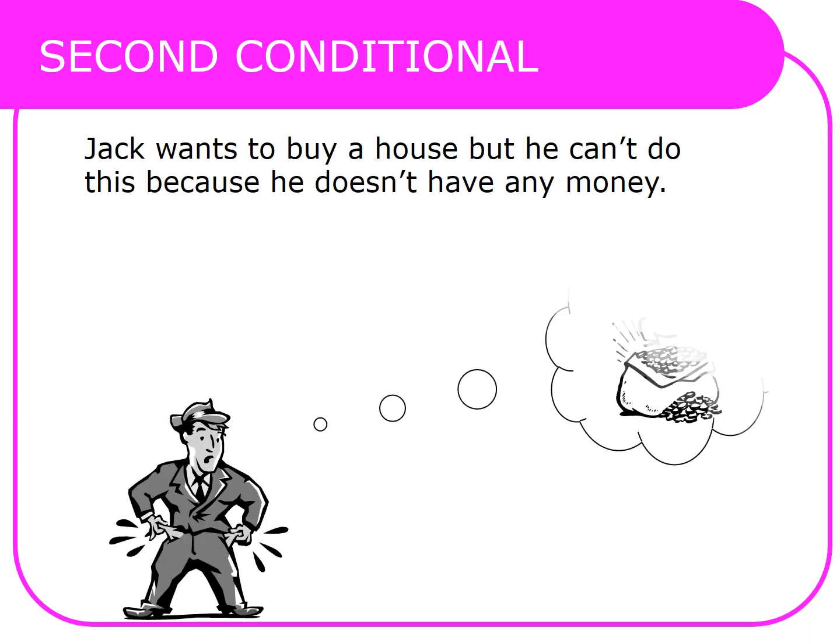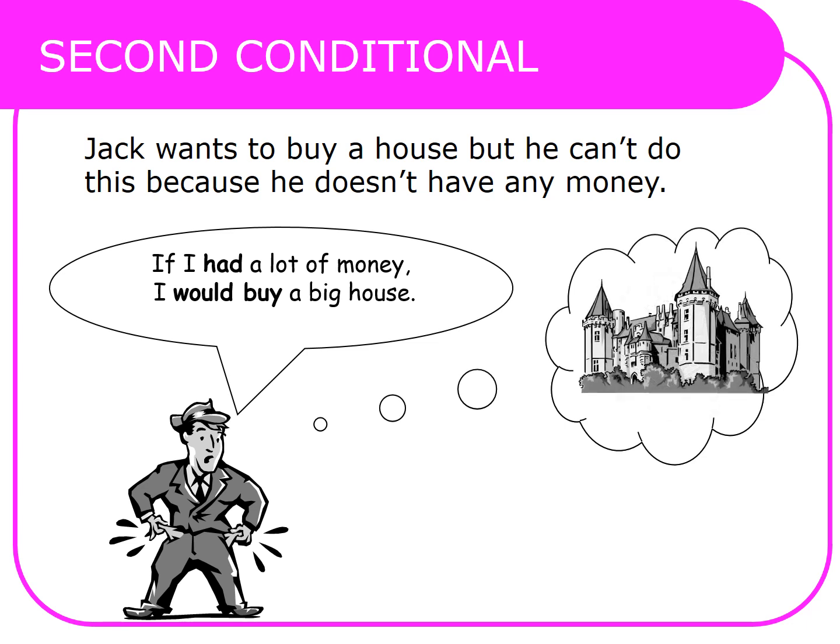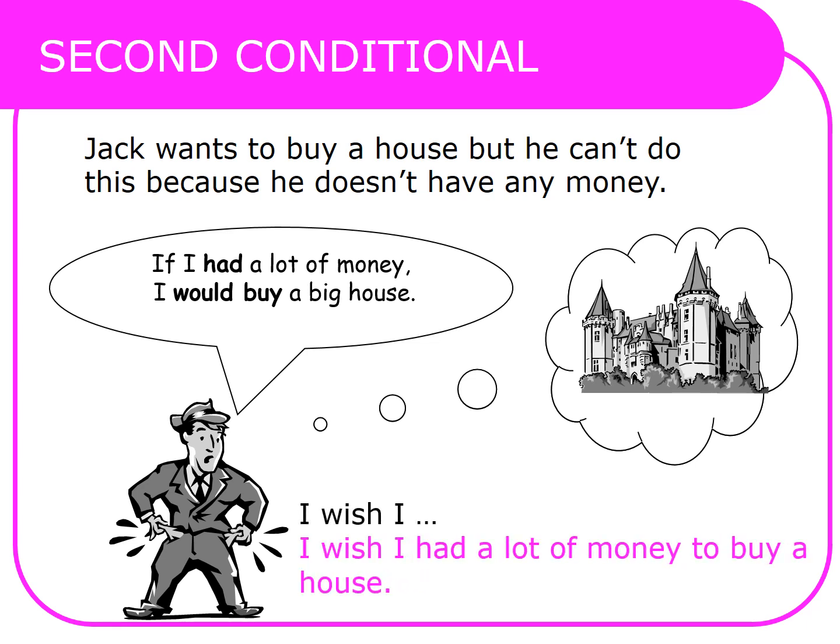The second conditional, for example: Jack wants to buy a house, but he can't do this because he doesn't have any money. So he will imagine that he had money. If I had a lot of money, I would buy a big house. I wish I had a lot of money to buy a house. So if I use wish, I'll put the past simple also.